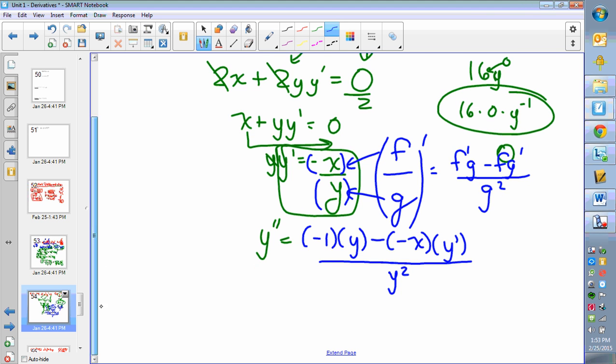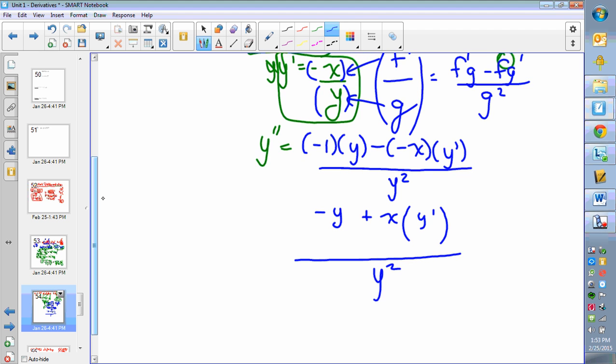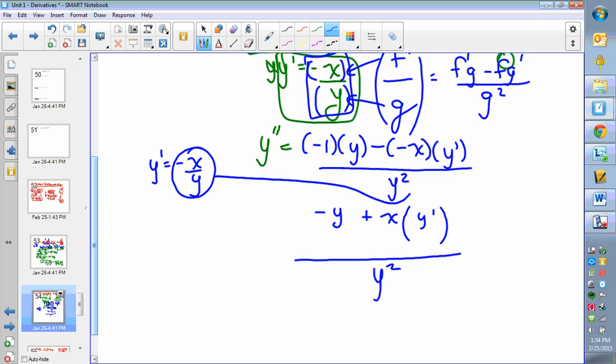Well, we need to do a little bit of trickery here. So you're going to get negative y, and here you're going to get positive x y prime over y squared. But I know from just up here that y prime equals negative x over y. If y prime is negative x over y, then I think I'm going to plug that in right there.